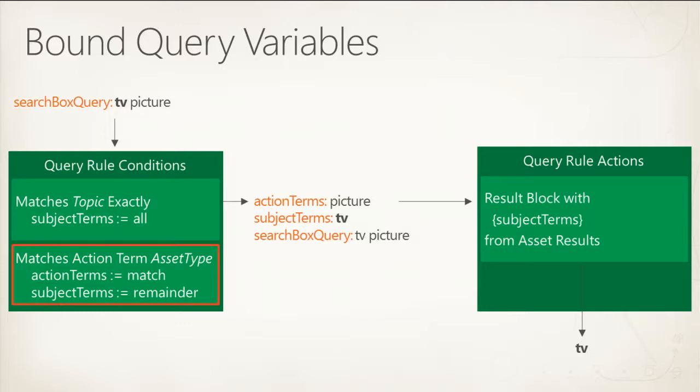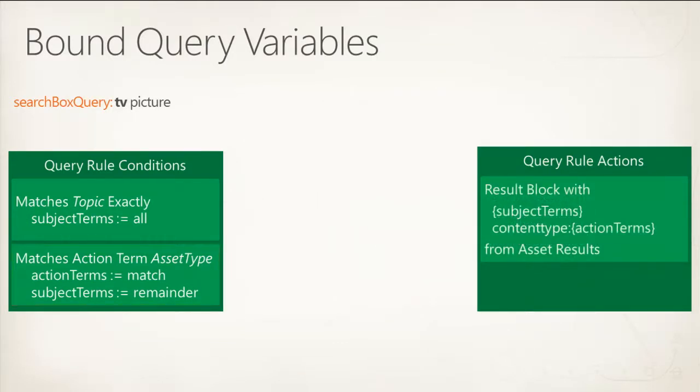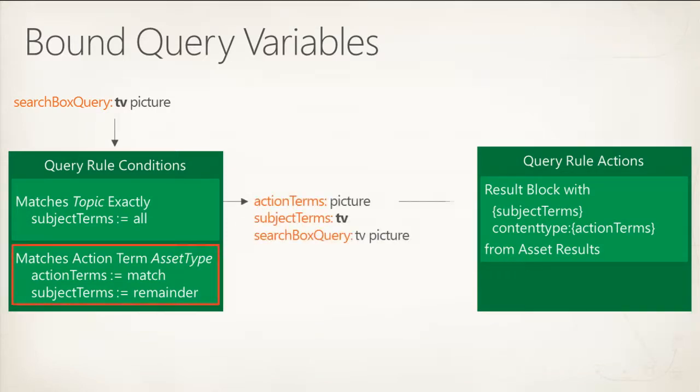But that seems kind of a pity, right? Picture was useful. It told us how to act on the subject, and here we are not acting. We're just sending it along to asset results. What we could do instead is change the query that we send to asset search to actually act on it, to send the subject and then a filter, content type, whatever was in action terms. So now the query comes in, that one still matches, variables are still assigned the same way, except now what we send to asset results is TV, content type, picture. Great, that's exactly what we wanted.